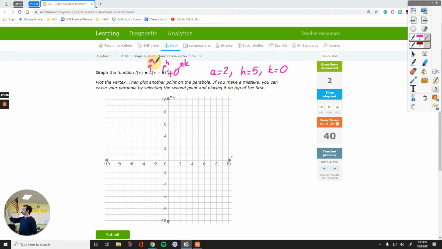Let's start with step 1. The vertex is going to be hk, right? Over 5, up 0. That's my vertex. Let's plot it. Over 5, up 0. And now, let's do step 2, even though we don't need to for this assignment on IXL. A equals 2, that's a positive number. That means the graph will open up.